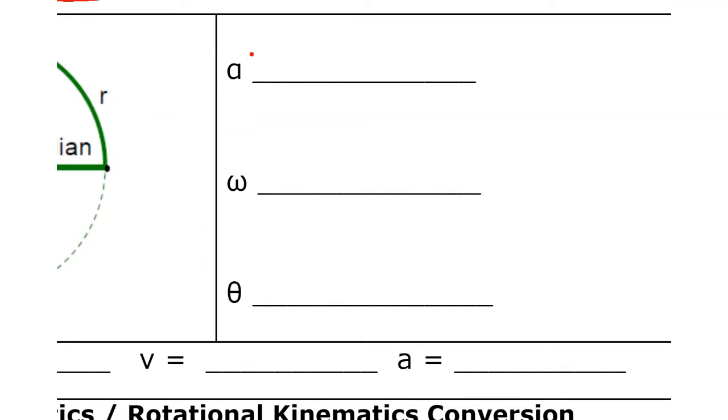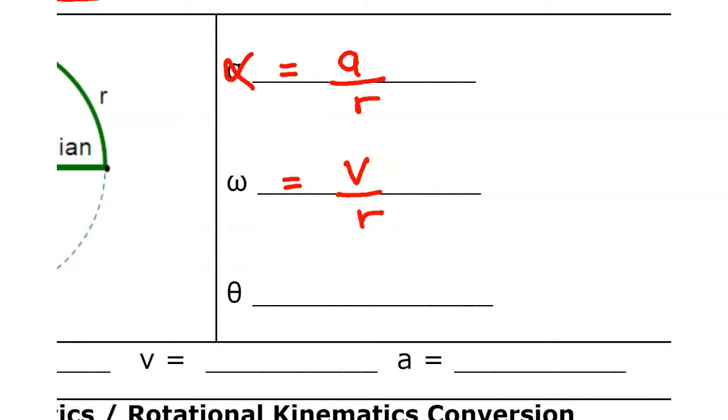There's alpha. Alpha is the rotational acceleration. How quickly does the rotational velocity change? Well, rotational acceleration equals the linear acceleration divided by r. This w is omega, but it means rotational velocity, which equals the linear velocity divided by r.